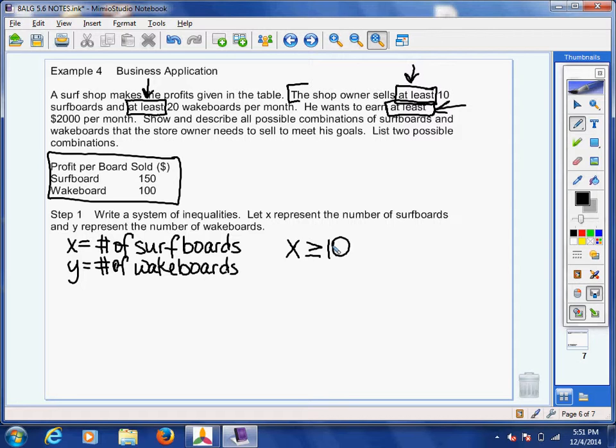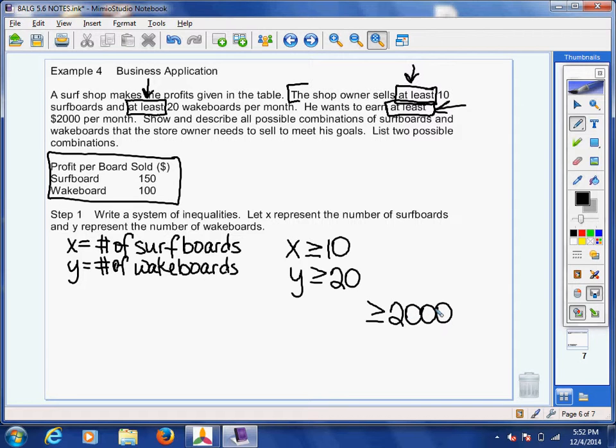Okay, let's move to the wakeboards. Same sentence. They also sell at least 20 wakeboards. Okay, looks good. And then our third inequality has to do with money. He wants to make at least $2,000 per month. So that's going to be greater than or equal to 2,000.